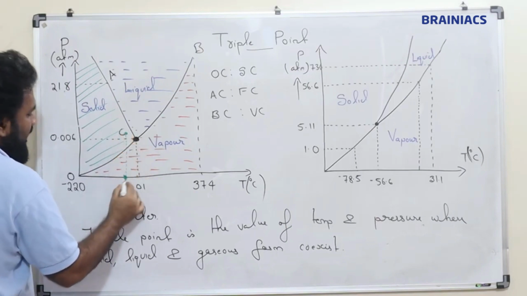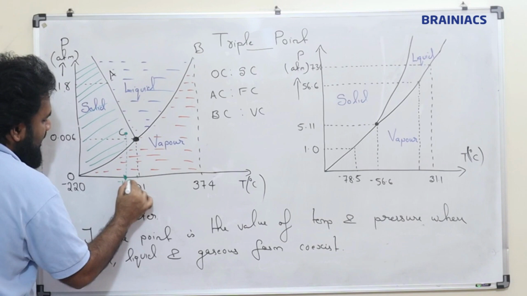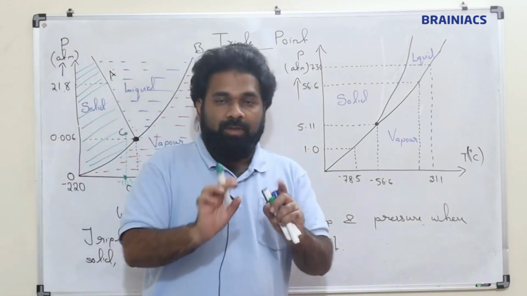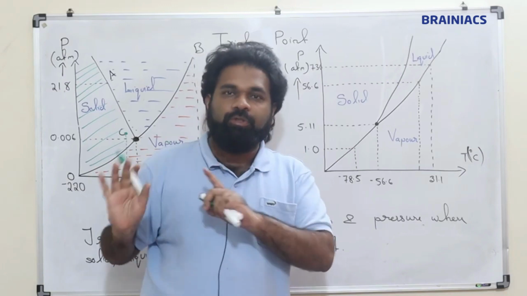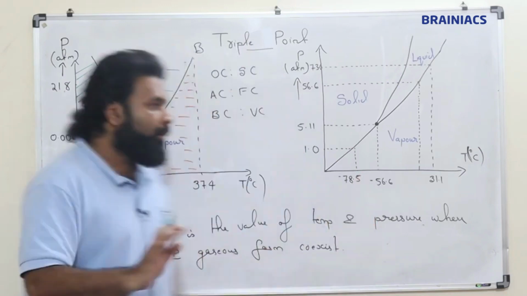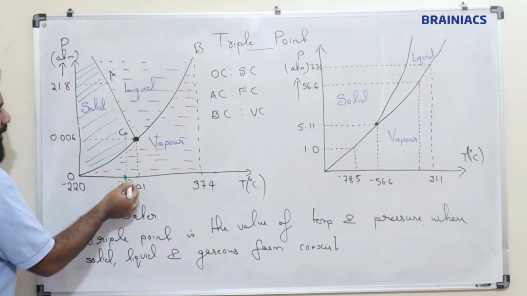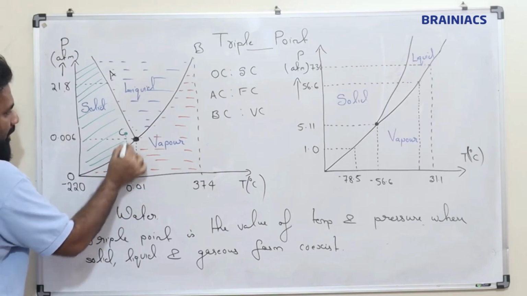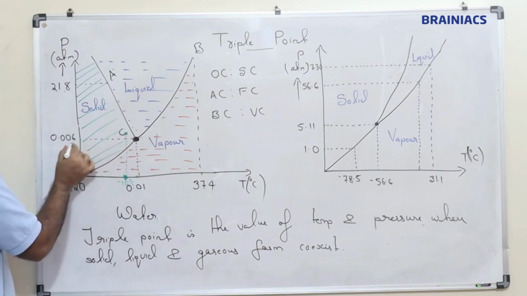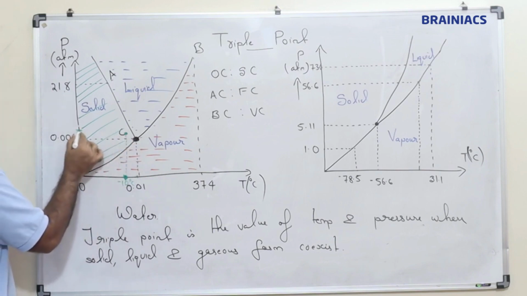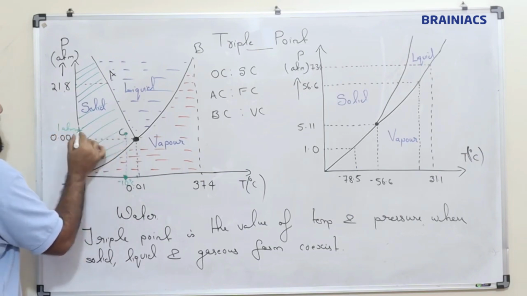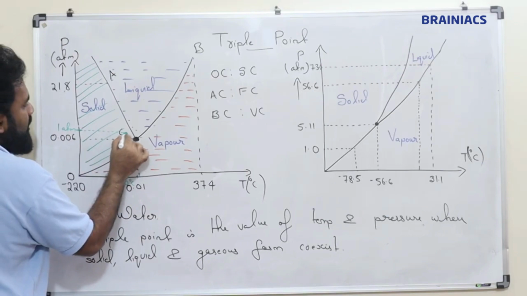So I am assuming that this is minus 10 degrees Celsius. I am drawing a rough figure, but it should match the criteria. Accurately we cannot plot here. So minus 10 degrees Celsius, if this is 0.006, I can take 1 atmosphere here. Then what about this point?